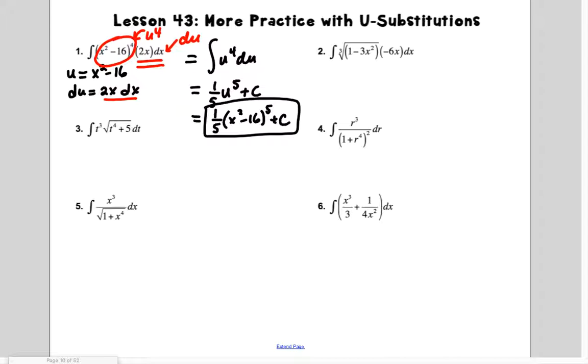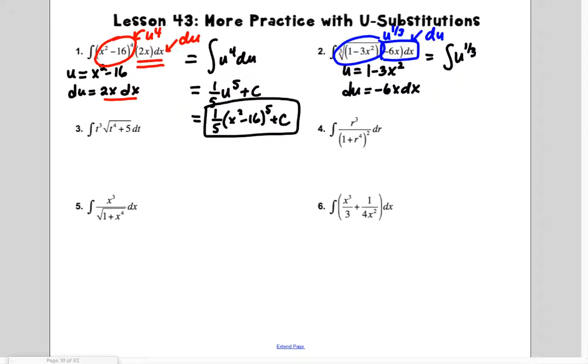So on number 2, do we feel pretty good about number 2? U would be what? And then what's du? Negative 6x dx, which actually does the full replace, right? This is du, and this is u to the 1/3, cube root. So as I replace, I have u to the 1/3 du.